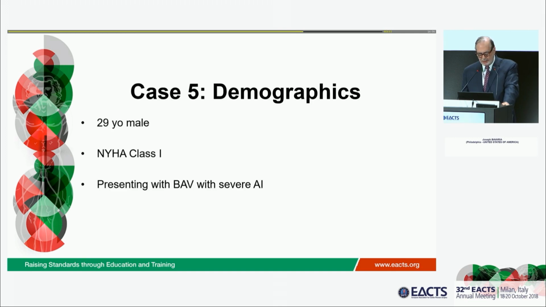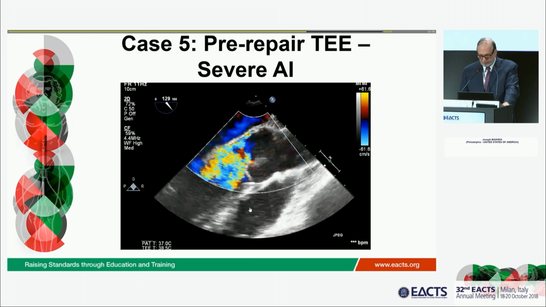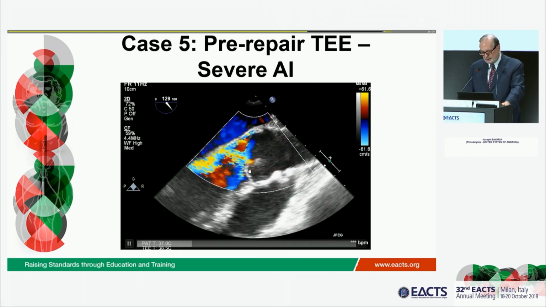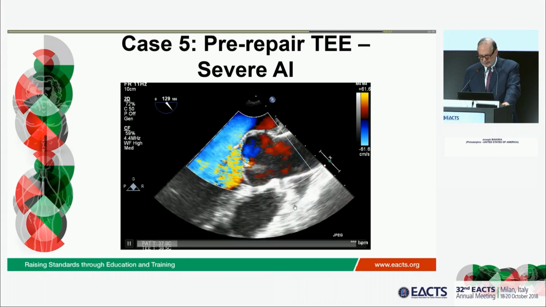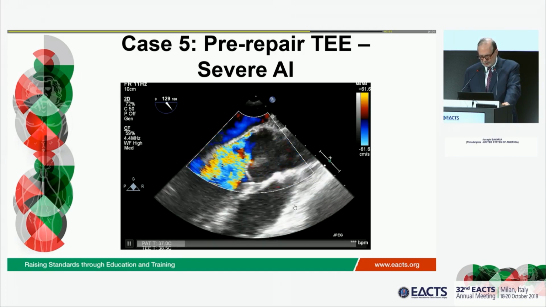So this is a 29-year-old, a very young patient, class 1 CHF, BAV with severe AI. And you can see this is torrential AI. This is a dramatic AI. He does not have a root aneurysm in this case. He's just a simple, straightforward AI case.